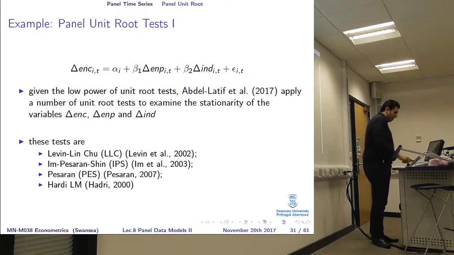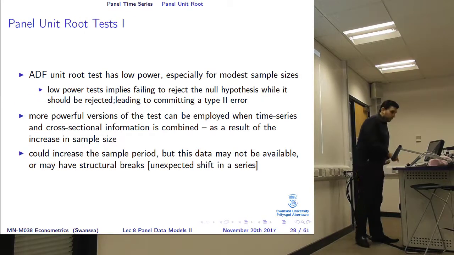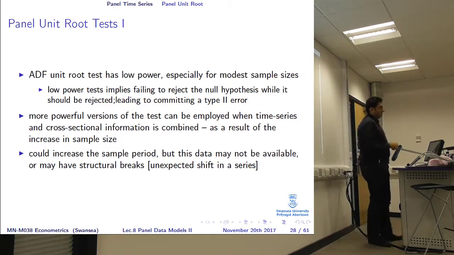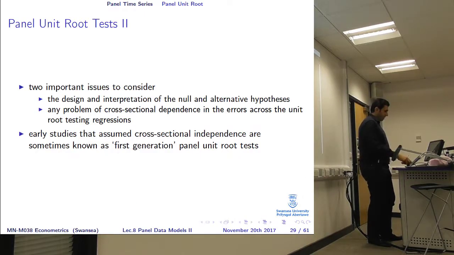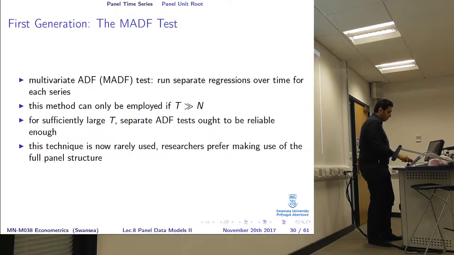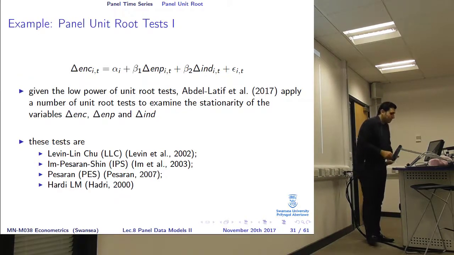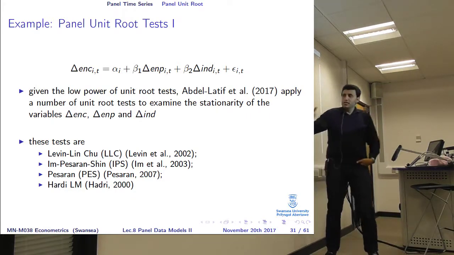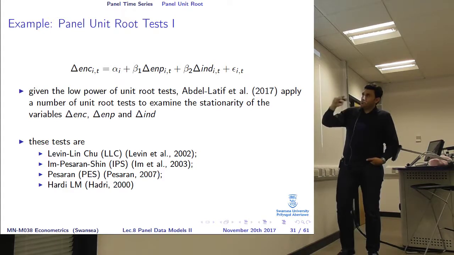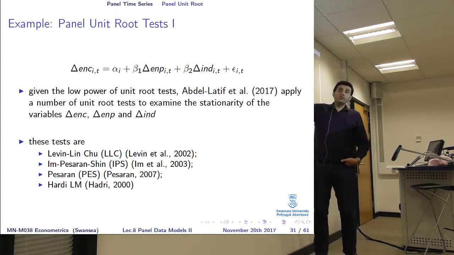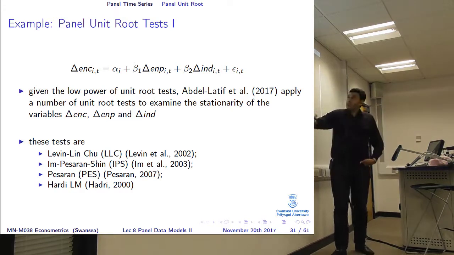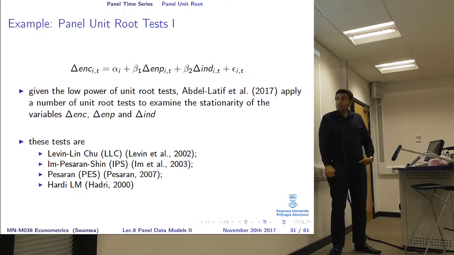So again, we explain what that means. Do you remember? Low power means that you fail to reject the null hypothesis while it should be rejected, okay? So anyway, these are the tests we covered, and these are the tests we're going to explain now. Again, we'll do this for each one of these variables. We've got three variables: energy consumption, energy price, and industrial value added to GDP.